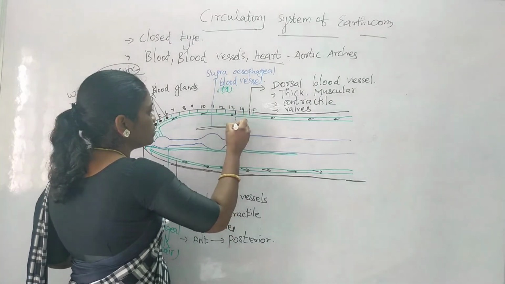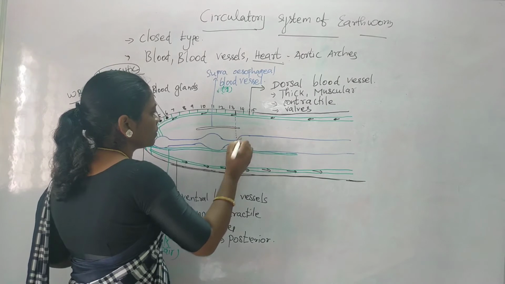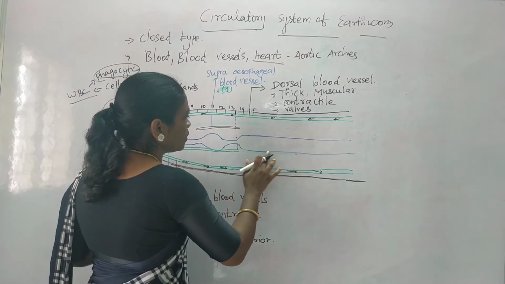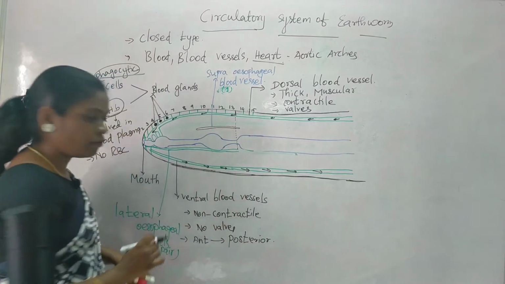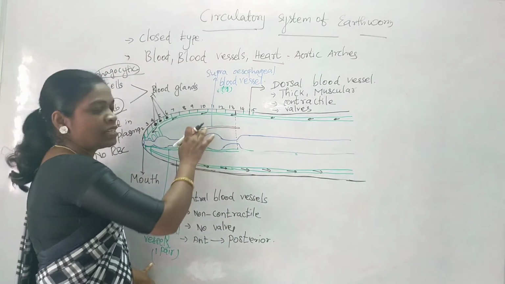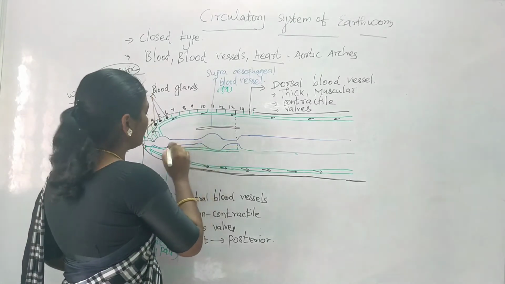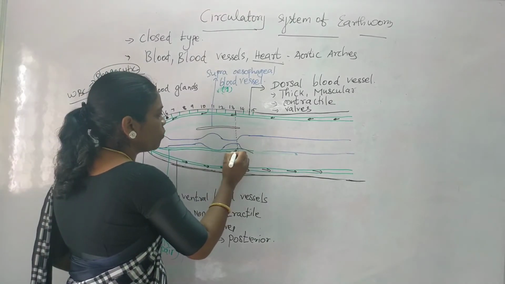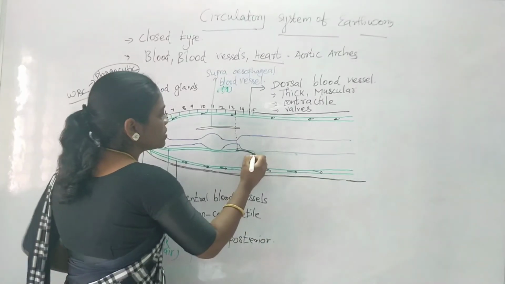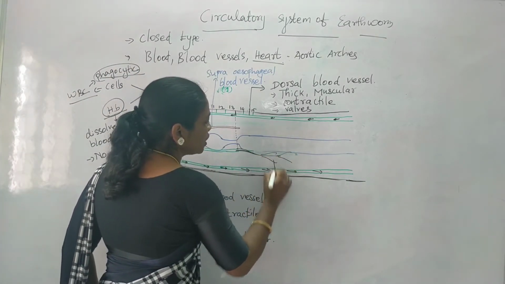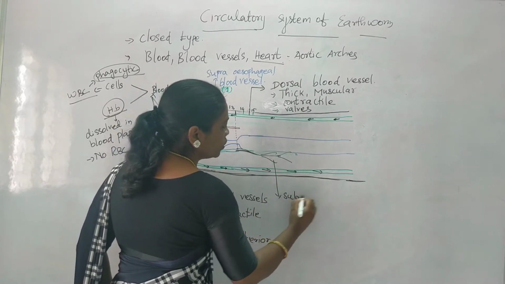From the 13th segment, this vessel is actually a pair, as I have told you. It runs on both sides of the alimentary canal. On the lateral side, both the blood vessels join, and they form one more group of vessels. They divide into branches, and these vessels are known as subneural vessels.